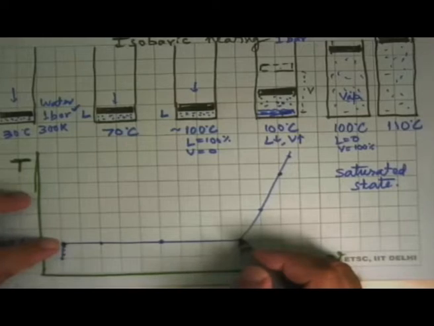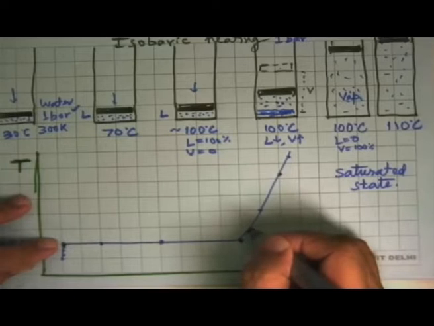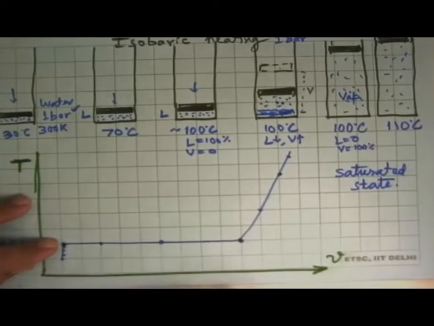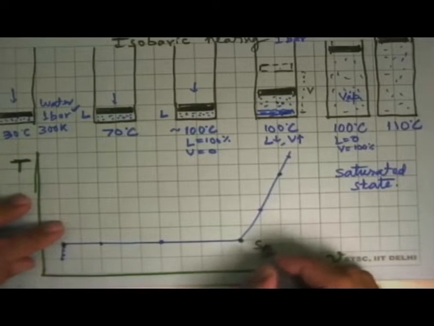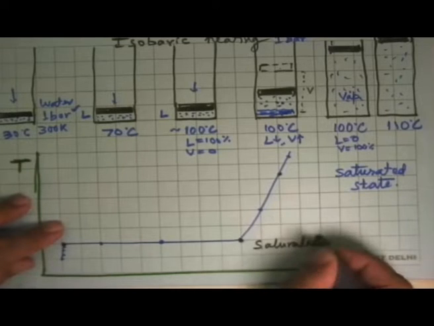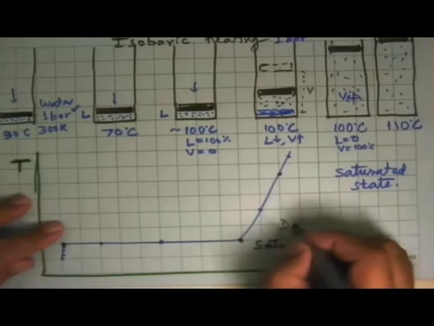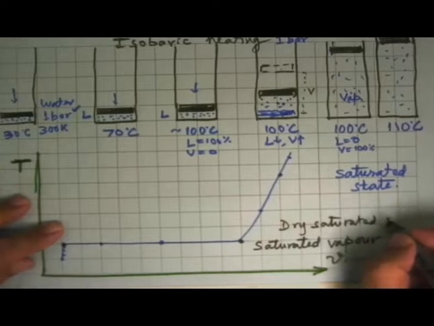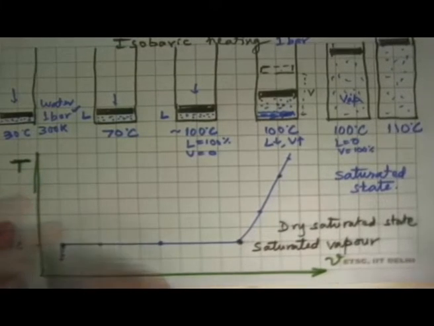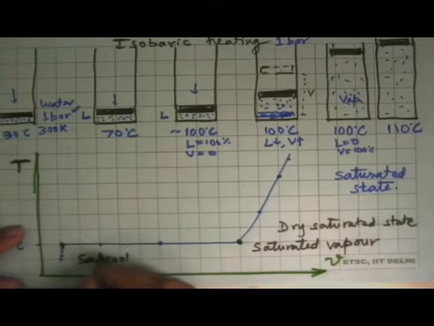So this is a point where you have vapor in this, where heating makes its temperature go up, while cooling makes the temperature remain the same but causes phase change. This is called a saturated vapor. Or sometimes dry saturated state. And this state is where the substance is called a saturated liquid.